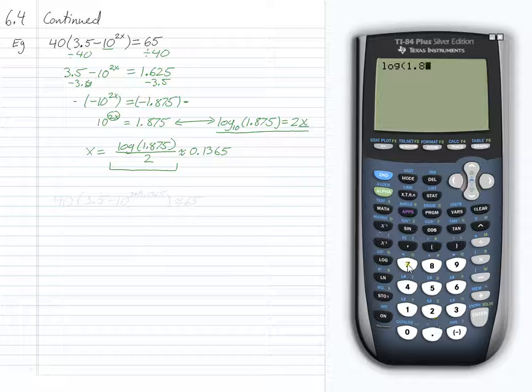We can check by plugging either one of these values in as the exponent. So, if you evaluate 40 times 3.5 minus 10 to the 2 times 0.1365, you will arrive at approximately 65.